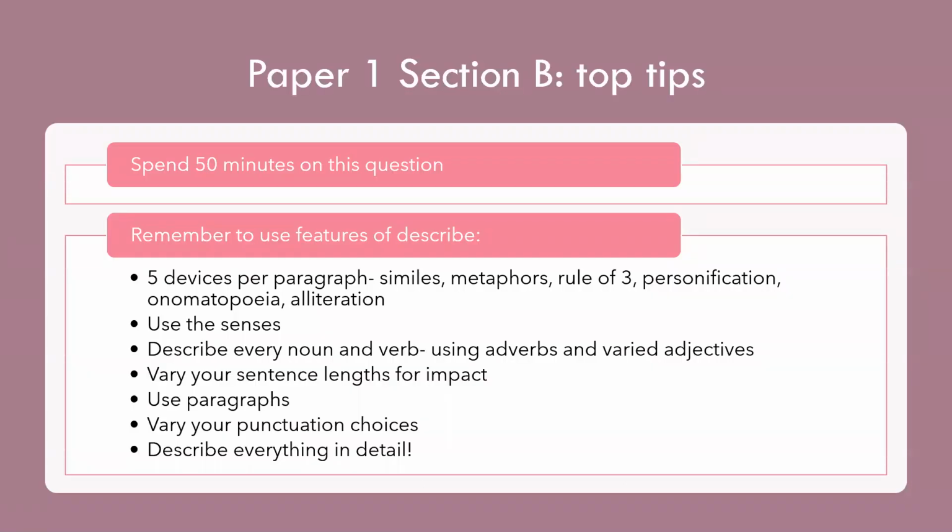So some top tips, these are a bit generic, but they can really help you if you struggle. Using descriptive features is really important because that's what creates imagery and it's what makes something interesting to read. If you're really struggling with this, try and include an X amount of devices per paragraph to make sure you're ticking those boxes. But if you're going for the top end, try not to think about that too much because that might hold you back a little bit actually.